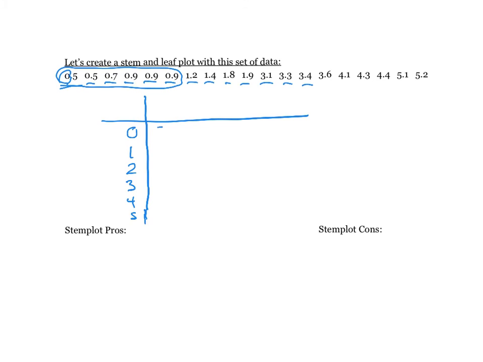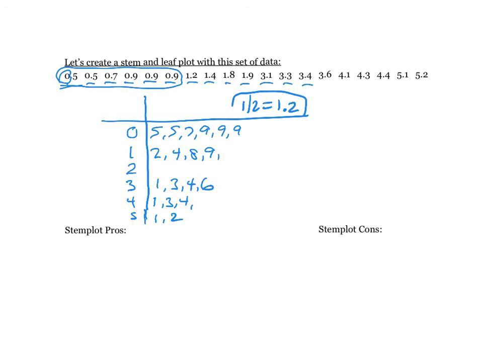And then I would just fill in the leaves, which would be the 10th place of these decimals. And there's no 2-point anythings. Then I have a 3.1, 3.3, 3.4, 3.6, 4.1, 4.3, 4.4, 5.1, 5.2. And on this, obviously you can see the need for a key on this one, because without the key you would think that this 2 represented a 12, but that 2 actually represents 1.2. So I definitely need to have a key there.